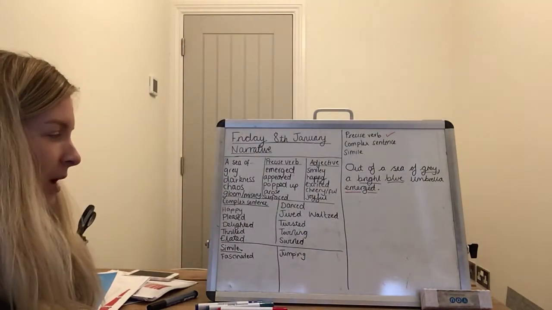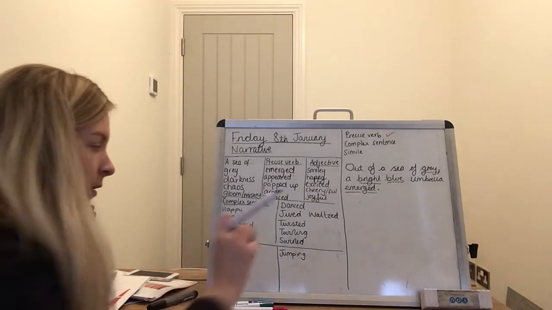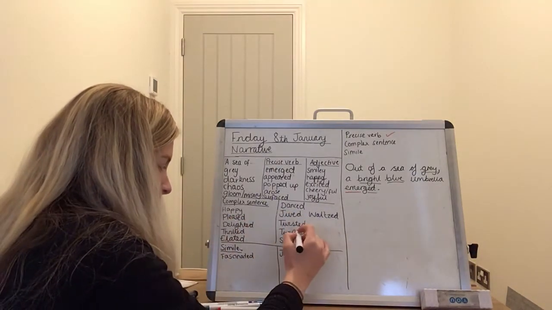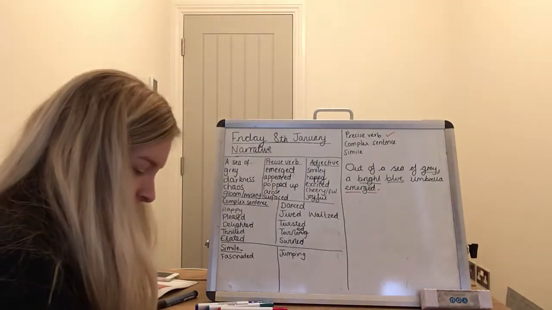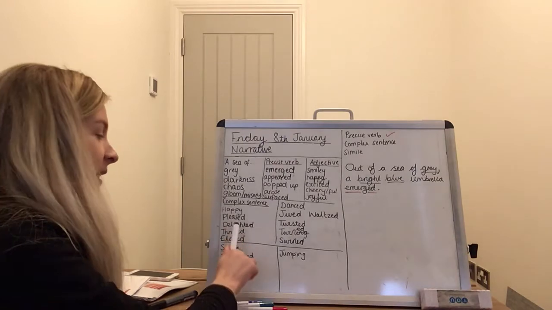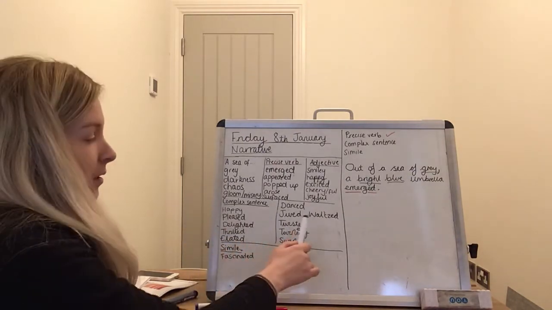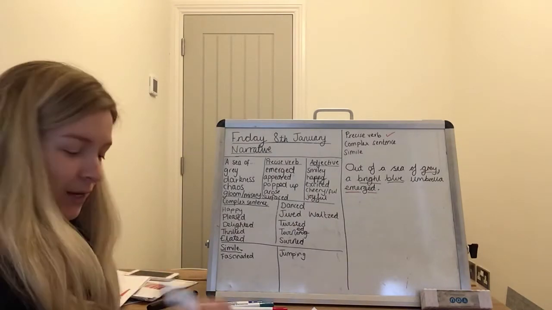Perhaps he danced, perhaps he jived, he twisted, he was twirling, he swirled. Perhaps we need to make this twirled. Waltzed, it's up to you. So you need at least 3 synonyms for happy and 3 synonyms for danced. So pause the video and get those written now.